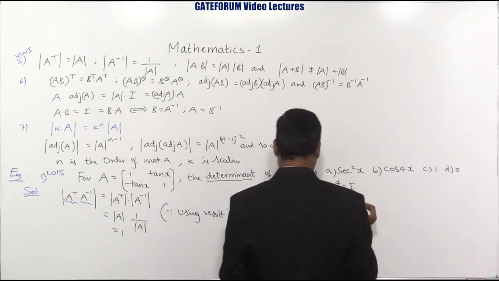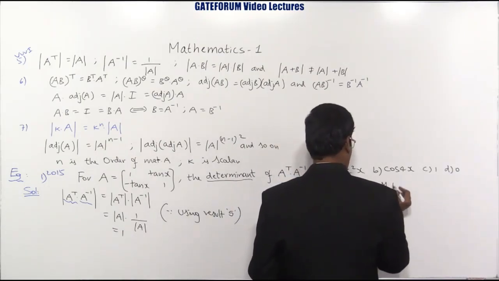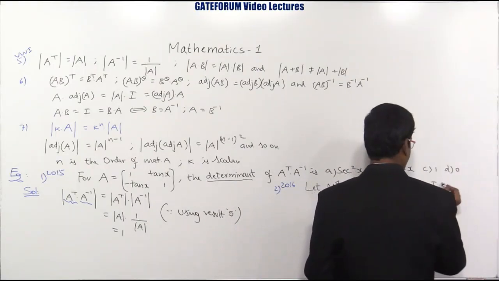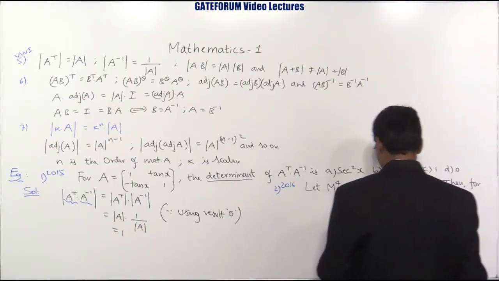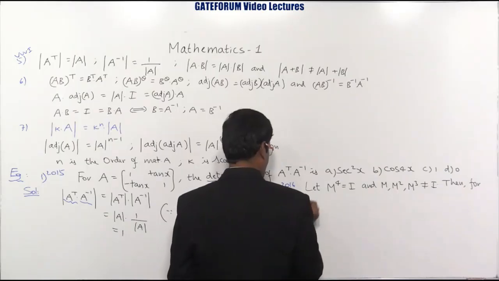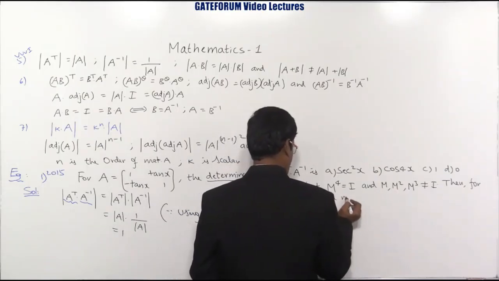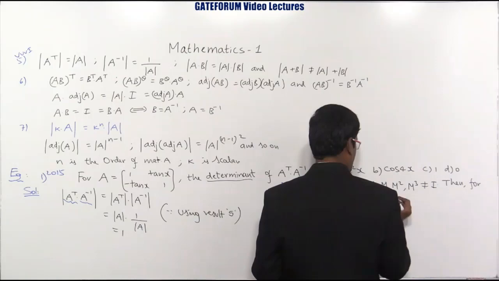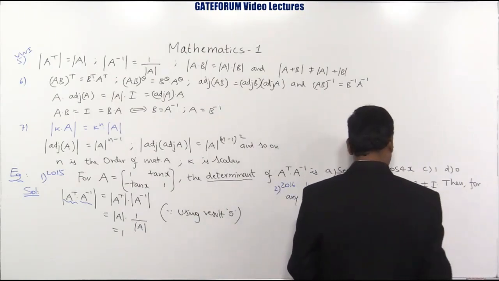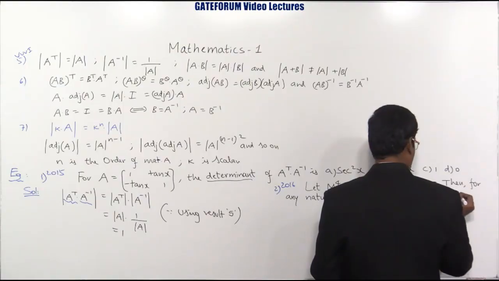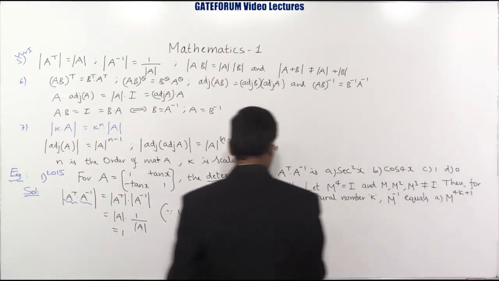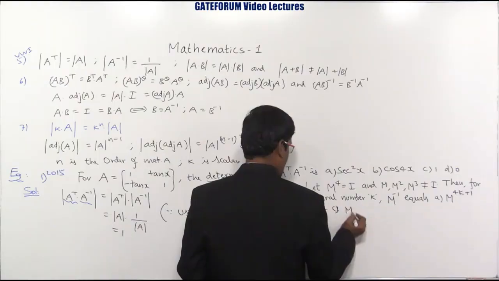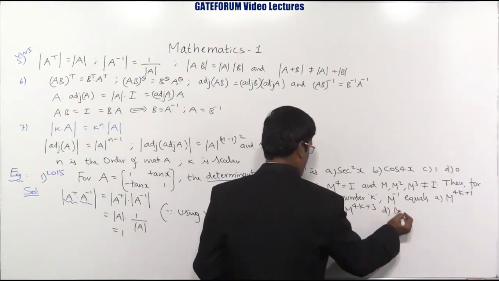Let m power 4 is equal to I, and m, m square, m cube are not equal to I. Then for any natural number k, m inverse equals: option A, m power 4k plus 1; option B, m power 4k plus 2; option C, m power 4k plus 3; option D, m power 4k.